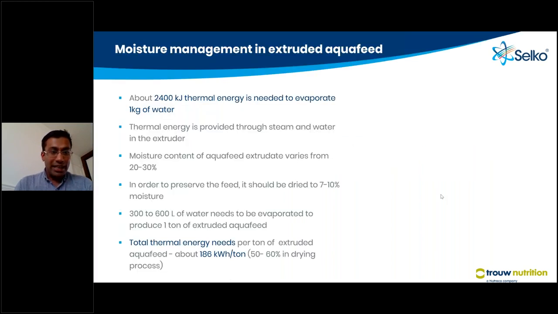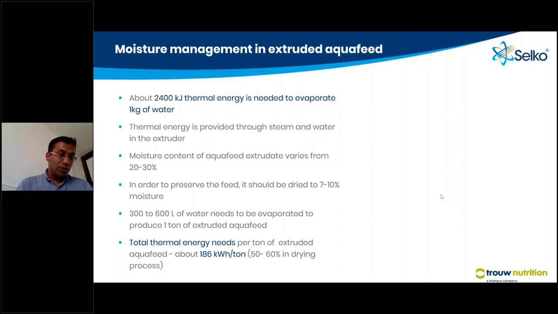As you answered, about 2,400 kilojoule of thermal energy is needed to evaporate 1 kilogram of water, theoretically. In the extrusion process, we bring thermal energy in the form of hot water and also steam, and we reach about 20 to 30% moisture in the extrudate. Afterwards, we dry and evaporate the water, mainly to preserve the feed from spoilage, at around 7 to 10% moisture. That means to produce 1 ton of feed, we need to evaporate roughly 300 to 600 liters of water.